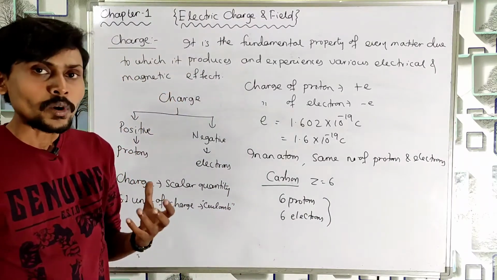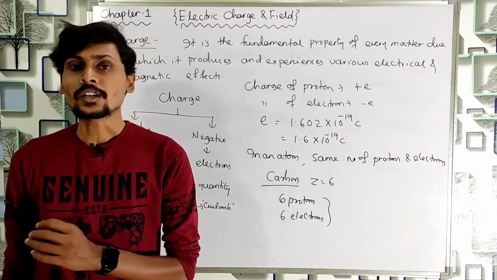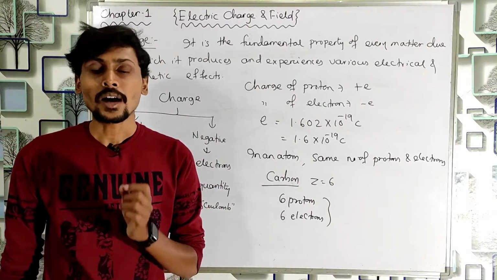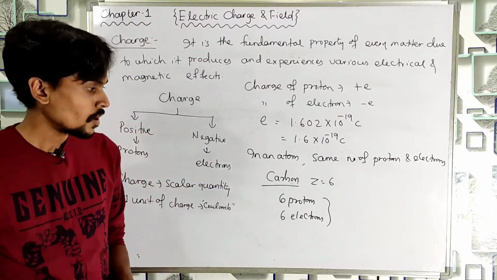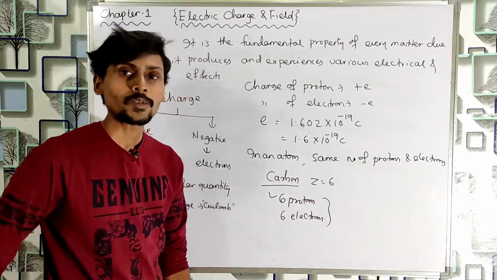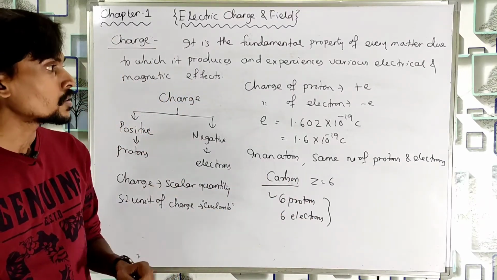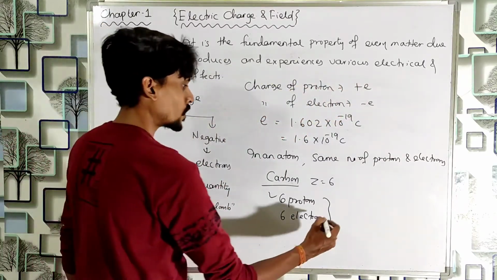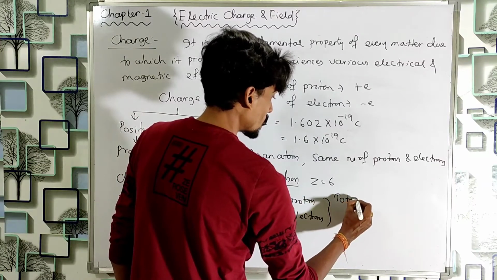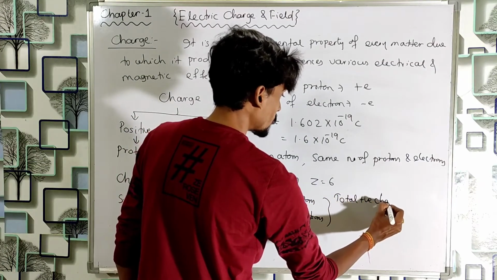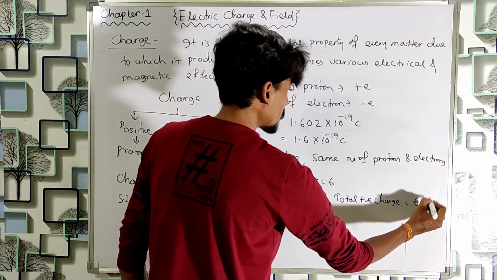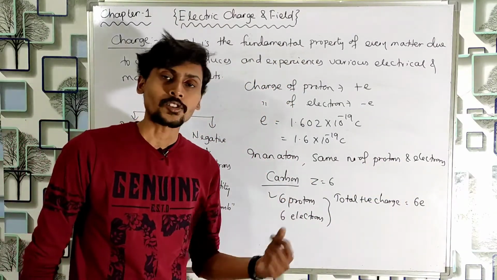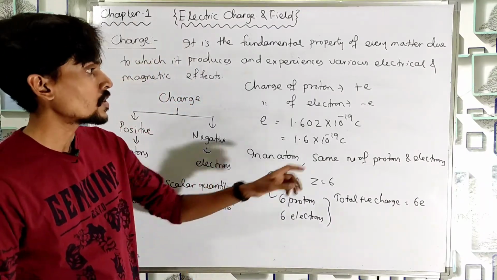So if you want to find the net charge carried by a carbon atom, the answer will be 0. How? We have 6 protons, and each proton carries a charge of plus E. So what is the total positive charge? The total positive charge will be 6E.